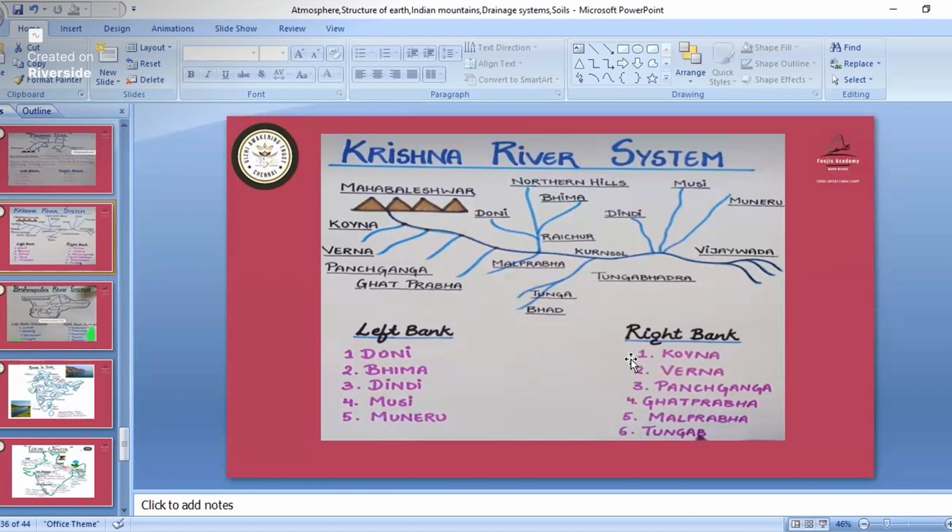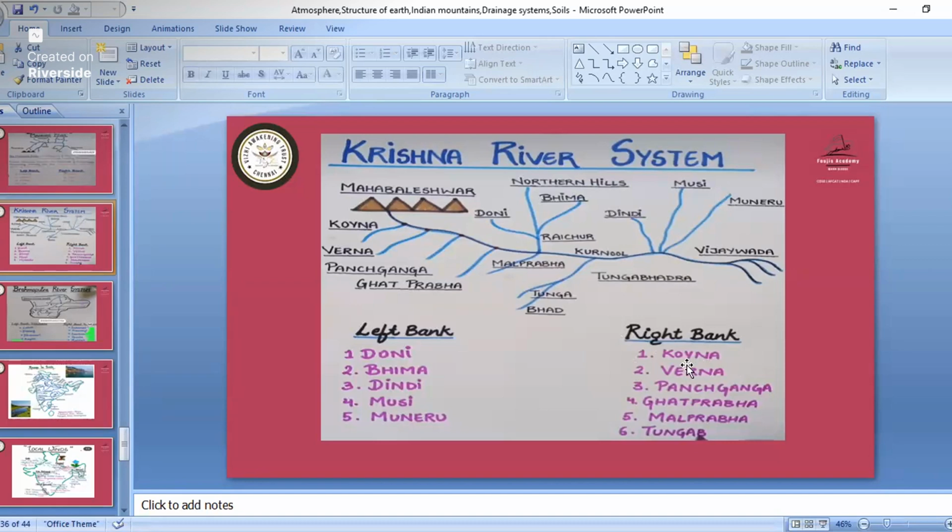See about Koyna river, it has come in the question. Koyna river is a tributary of which river? So Koyna is a tributary of Krishna river. The right bank tributaries are Koyna, Varna, Panchganga. All that name with Ganga, you must know about all that.